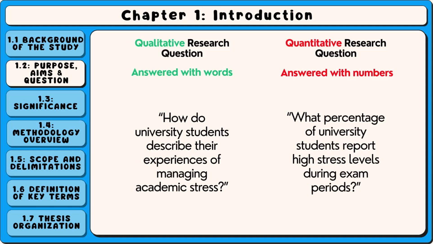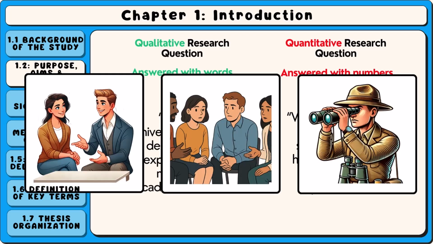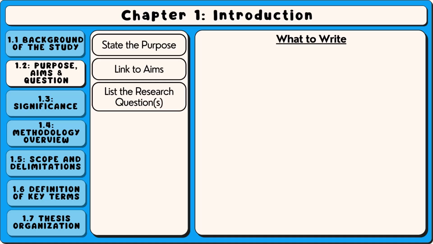Make sure your research question is qualitative, not quantitative in nature, so you can answer it through strategies such as conducting interviews, focus groups, or observations rather than trying to do numerical or statistical studies. Once you've formulated your purpose, aims, and research questions, section 1.2 is quite simple. It simply involves stating the purpose, linking the purpose to your aims, and listing the research questions.